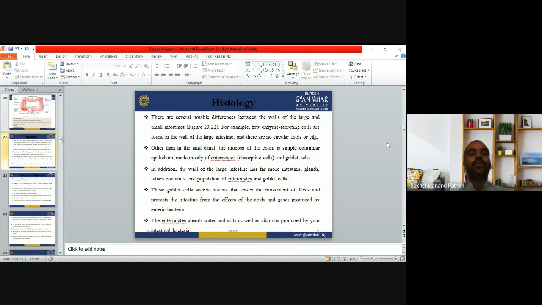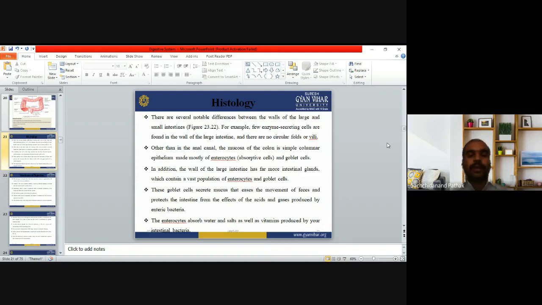If you go through the histology, you can see there are several notable differences between the wall of the large and small intestine. In the small intestine, we have seen the four layers. Now in the large intestine, there is a little bit of difference. A few enzyme secreting cells are found in the wall of the large intestine, and there are no circular folds or villi. In the large intestine, no circular folds, no villi.